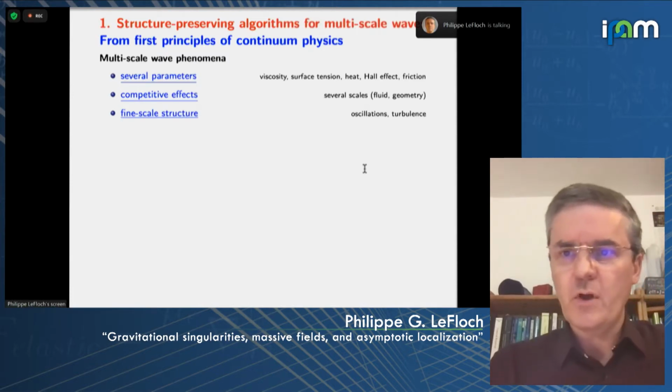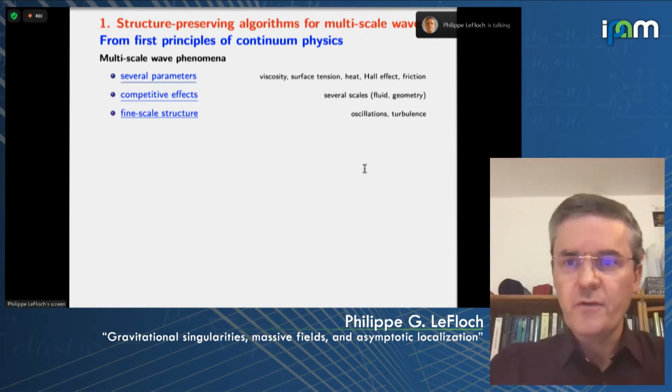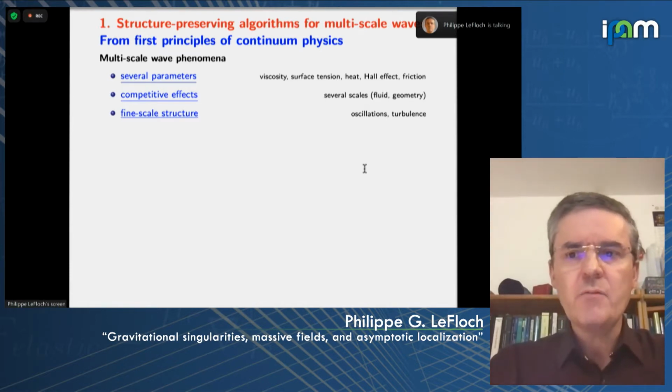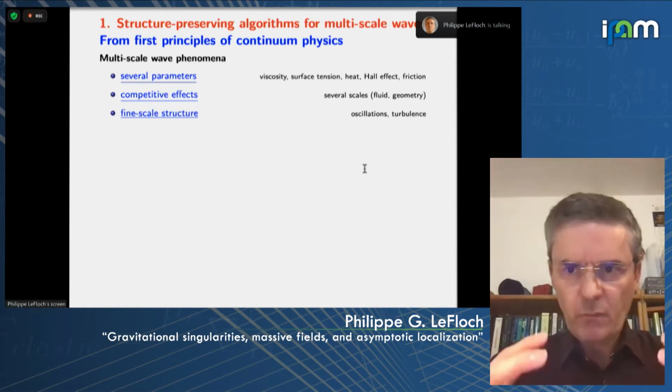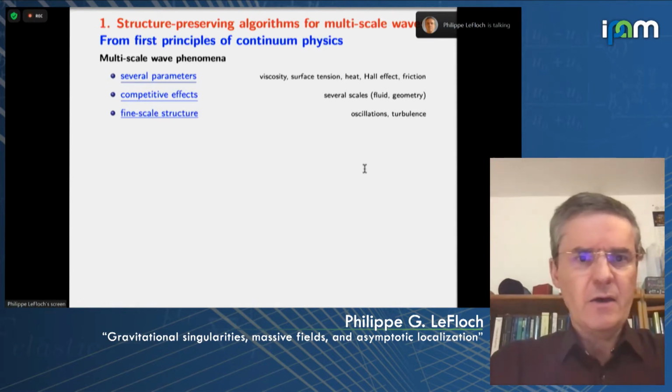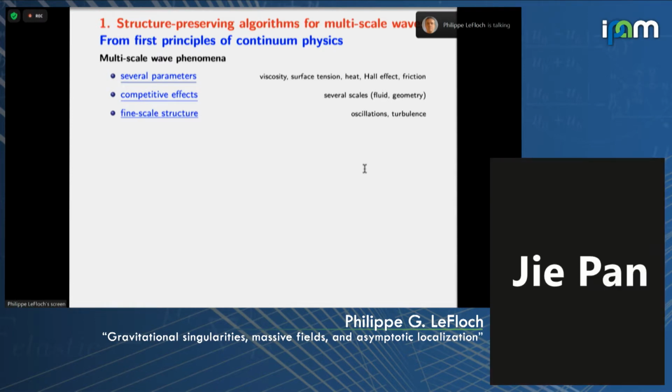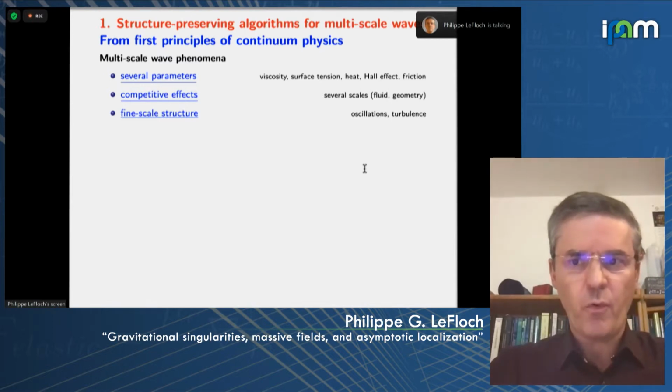So we are now talking about constructing a numerical algorithm, to begin with simple models, and some of the ideas have been extended to the models I will show you today, but they mostly remain to be done. So for simple models involving several scales, and that's typically what you have in the Einstein equation when you couple with a fluid that has a complex equation of state. There's a number of parameters.